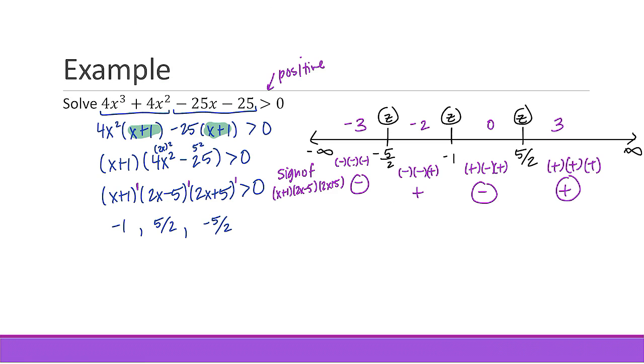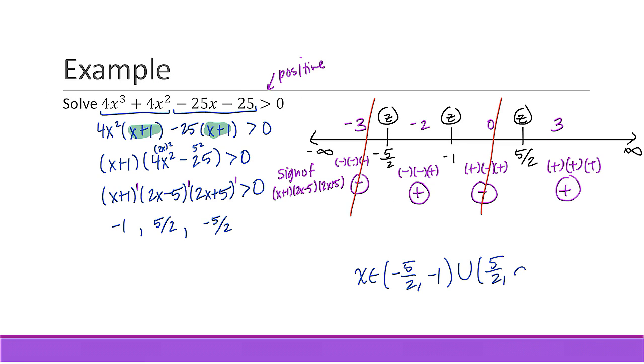Now let's go ahead and finish this up. Now I wanted positive only intervals, so I want, circle this, everything but the first and third intervals. So in interval notation, I want everything from -5/2 to -1, and everything from +5/2 to infinity. And I'm using open parentheses because I want to know where my positive is, not where it's equal to these zeros. And that is my answer.